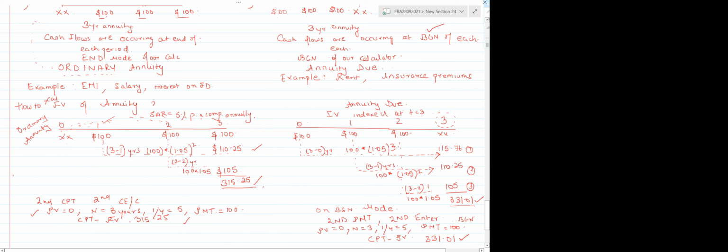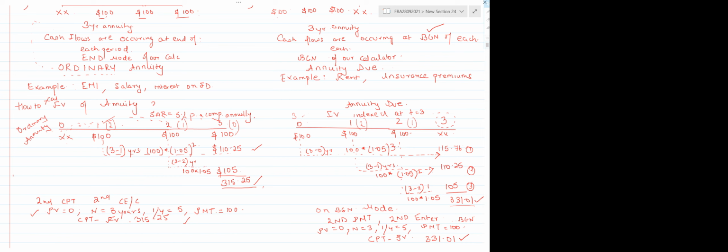Because for annuity due, the interest is being charged from day one. You are right. See, please understand this, guys. Under annuity due, all my cash flows are being compounded for one period more. So the first cash flow is being compounded for 3 years, the second cash flow for 2 years, and the third cash flow for 1 year. But under ordinary annuity, the first cash flow is compounded for 2 years, the second cash flow for 1 year, and the third cash flow is not compounded at all, right?